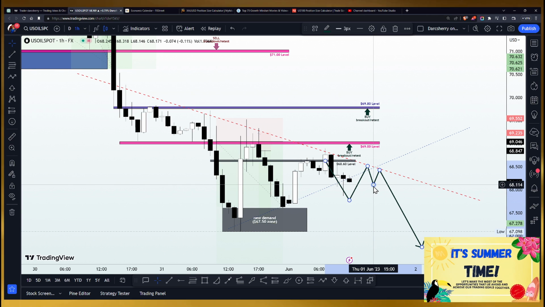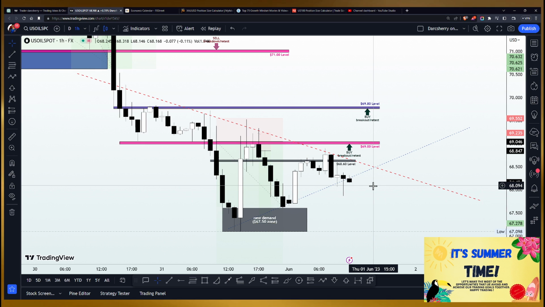Mark this out on your chart, and if possible, you might want to screenshot my screen so that you can use it as a reference point when you're about to make your independent decision.